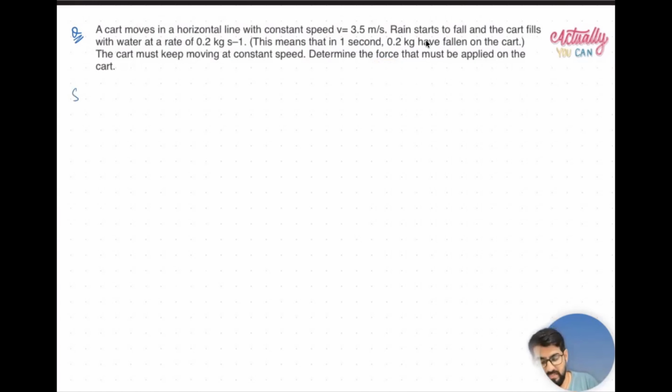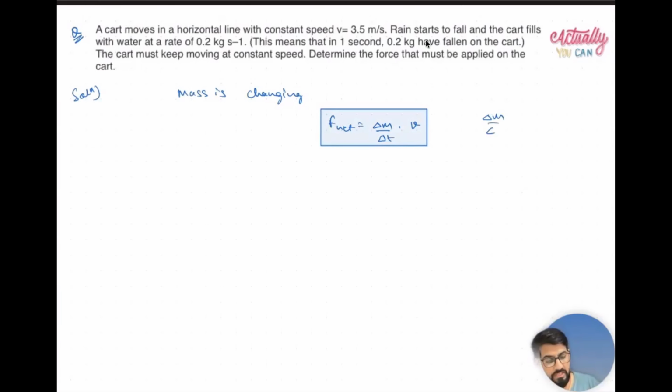So basically, in this question, you can say the mass is changing. Whenever the mass is changing, think in those terms that we discussed. So F net will be delta m over delta t times V. Now V is constant, so we will use this formula. Delta m over delta t in the question is already given, 0.2 kilogram per second. Now many students ask me, sir, how will we think that we need to apply this? Look at the units in the question, that will give you a hint.